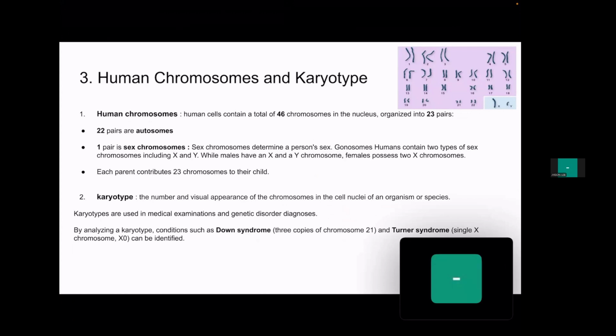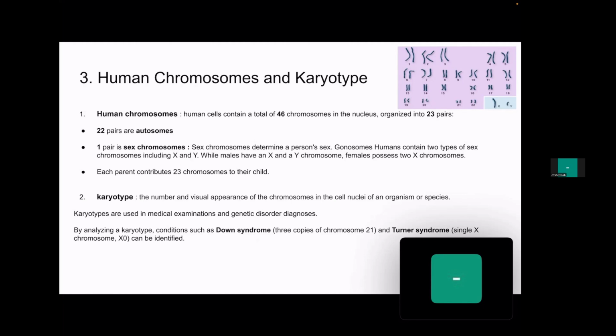This part is about human chromosomes and karyotype. First, human cells contain a total of 46 chromosomes in the nucleus. 22 pairs are autosomes and 1 pair is sex chromosomes. Each parent contributes 23 chromosomes to their child.